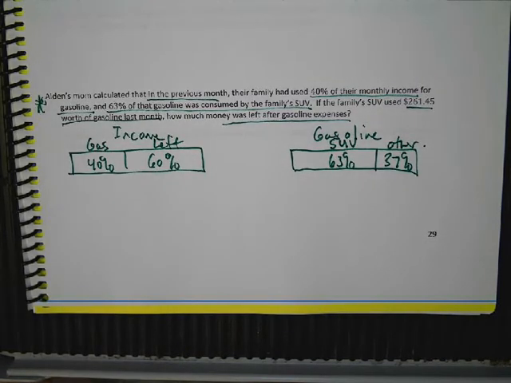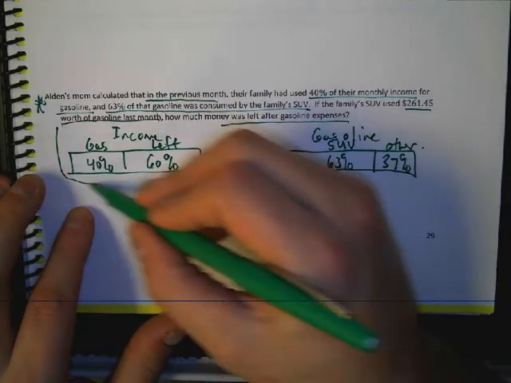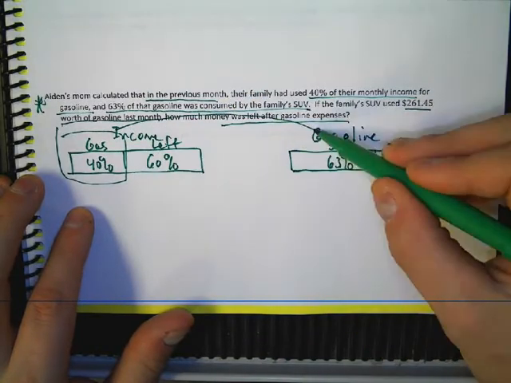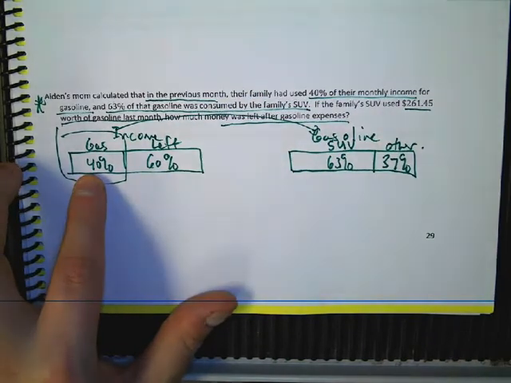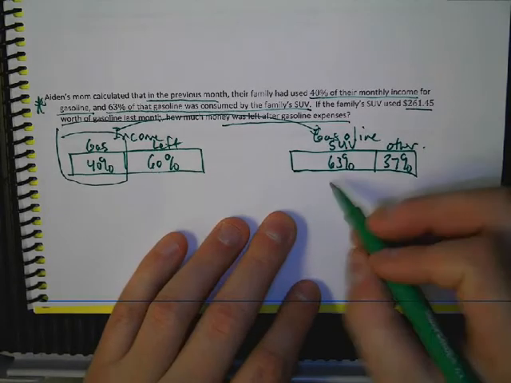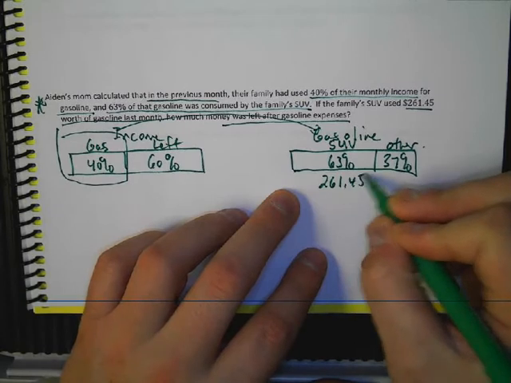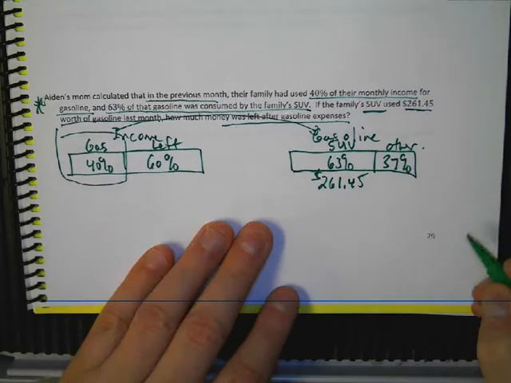So now here's where you have to be careful in what they give you. Clearly, this gasoline piece will transfer over to here. So the 40% of the income will get split between these two. Now what I'm given is $261.45, which is how much gasoline the SUV used.